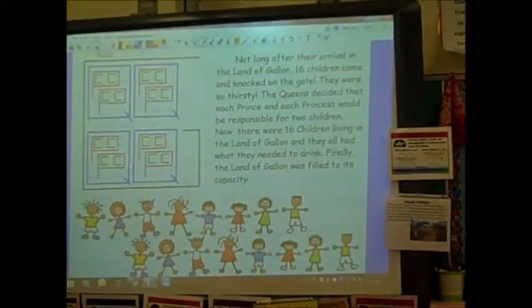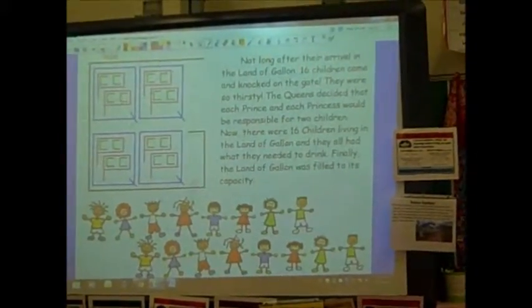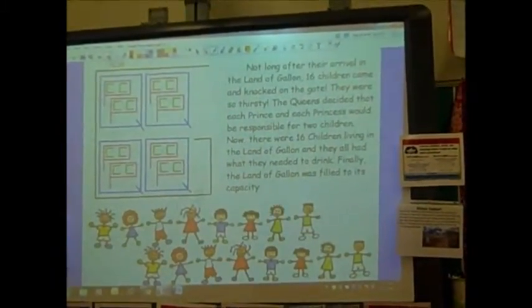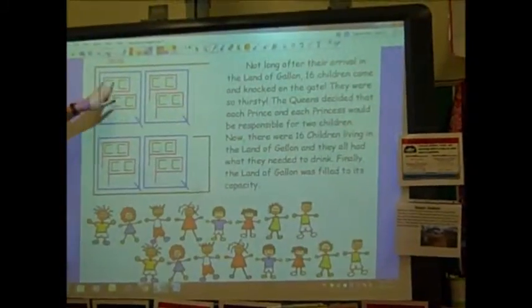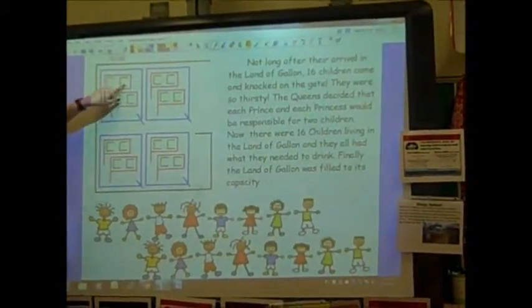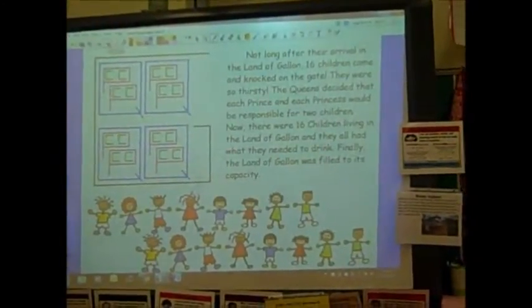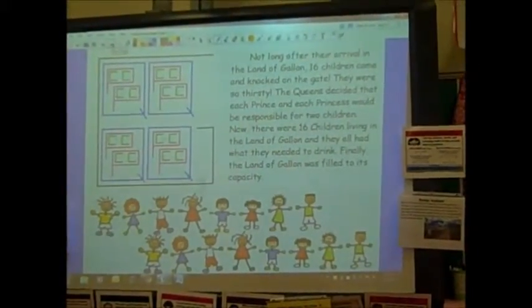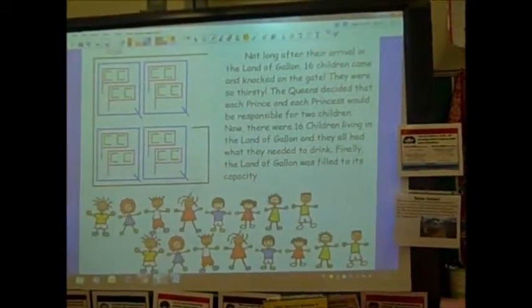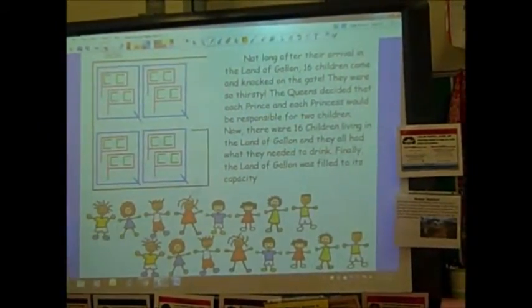Next, we say that 16 children came along. Each prince and each princess took in 2 children. So 1 pint is equal to 2 cups. 2 pints is equal to 4 cups. 1 quart is 2 pints and 4 cups, all the same. I know it might seem confusing now, but the kids really, really hold on to this strategy, and it works.